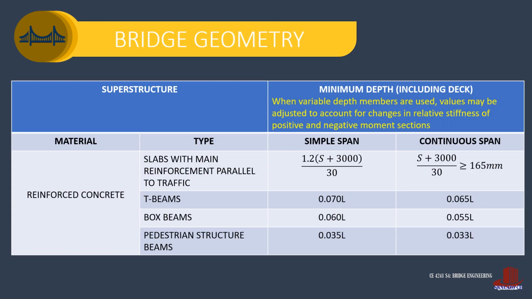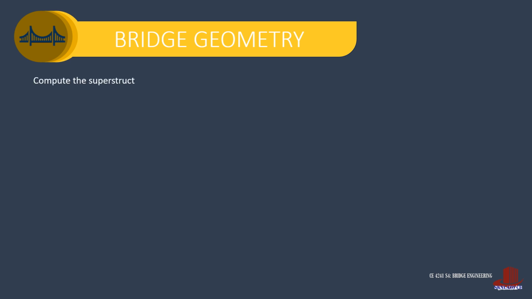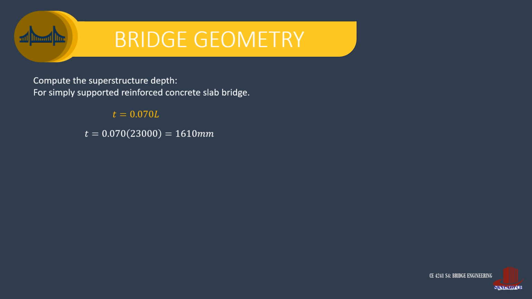Now for the other parameters. Since we are using concrete, we use this table, where the thickness can be solved by the equation provided for T-beams. Note that for this equation, the thickness will be the superstructure depth, not just the deck. For simply supported concrete slab bridge, we solve T as 0.07 of L. That is 0.07 of 23,000, which results to 1,610 millimeters.